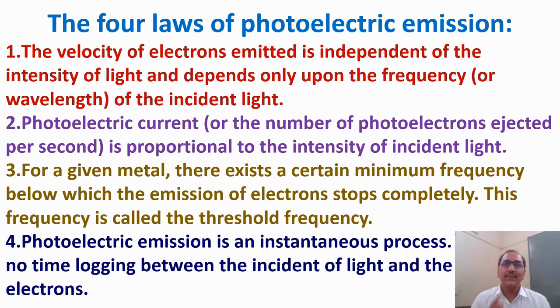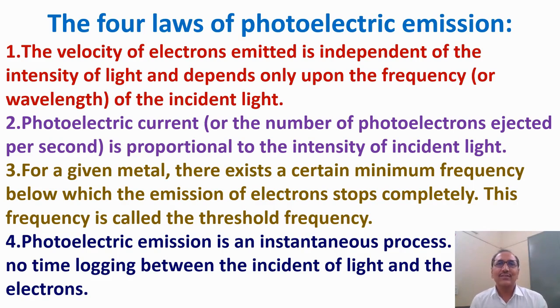Below that minimum frequency, or below the threshold frequency, no electrons are ejected from the metal surface. Electron ejection starts from the threshold frequency. As frequency increases, the number of electrons also increases. The velocity of electrons also increases as the frequency increases.